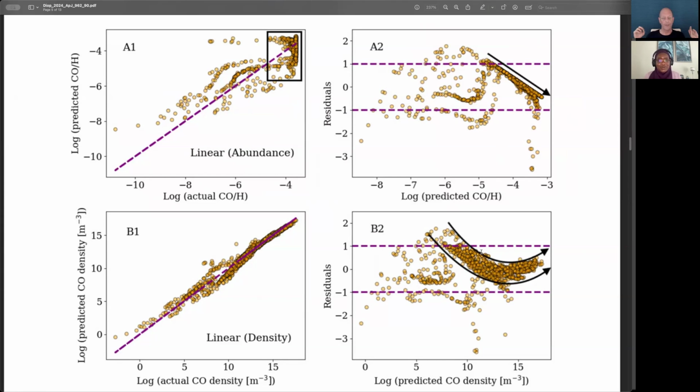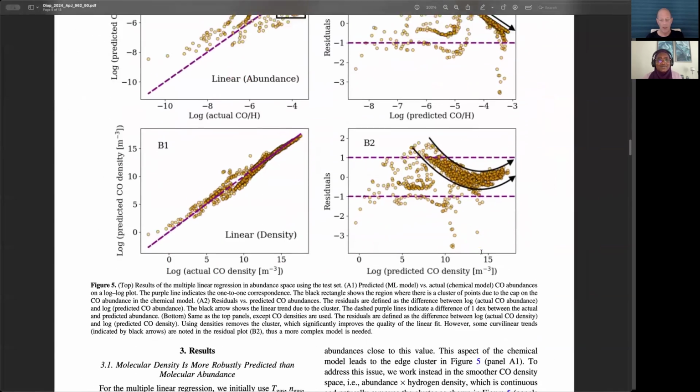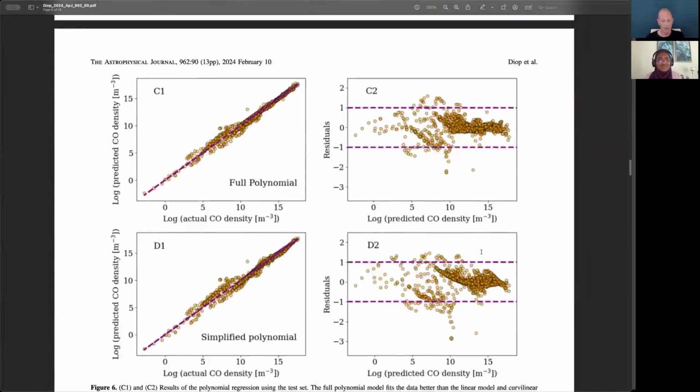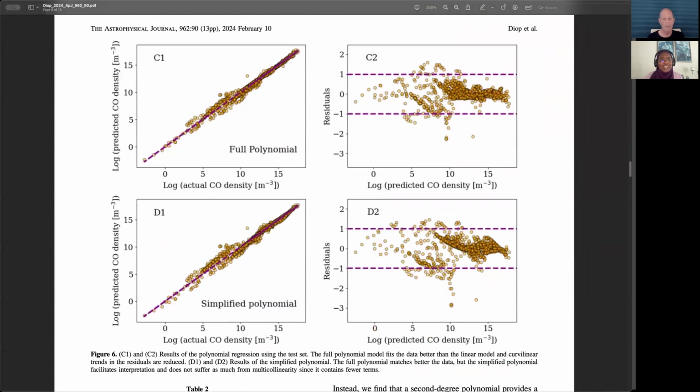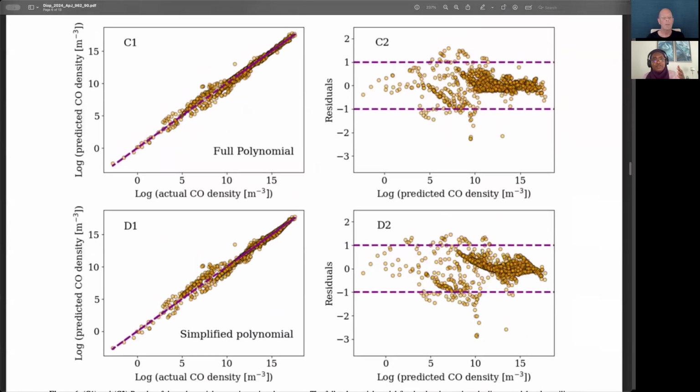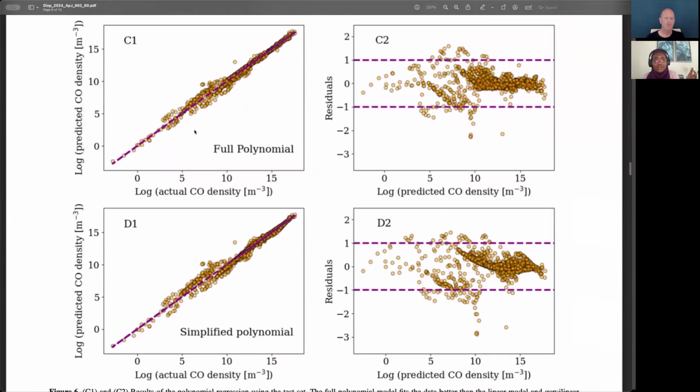And so that's what we went ahead and did. So we can go to figure 6, which is going to be the polynomial. That's what we then tried with figure 6, where we fit a second order polynomial instead of a linear model and see how well that will do. So again, comparing the predicted abundance from the full polynomial to the actual from the chemical model, we see a pretty good agreement between the two. And we see also in the residuals, we have less of that curvilinear trend and more of a flattening going on, suggesting that the full polynomial is doing pretty well at capturing what's going on.